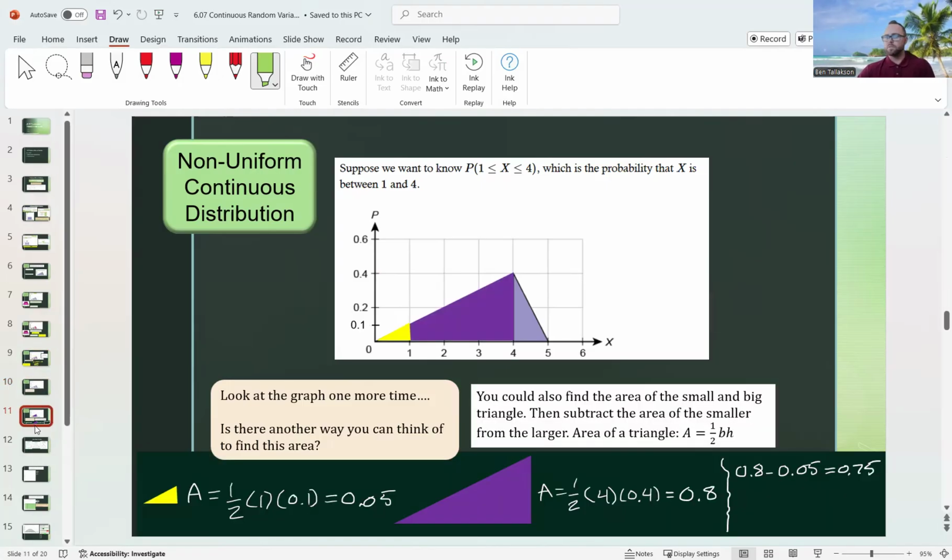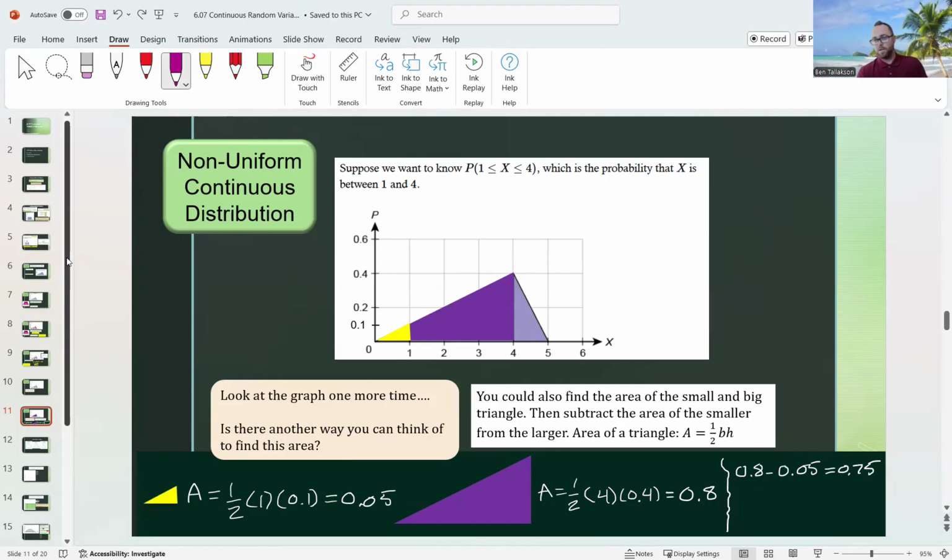Here's another way. I notice there's triangles. So basically, I first found the area of this large purple triangle right here, using the area formula for a triangle, half base times height. Hopefully you remember that one. Then I notice this little yellow triangle, so I find that area, and then subtract the little yellow triangle area from the big purple triangle. I do that over there to get the same answer.